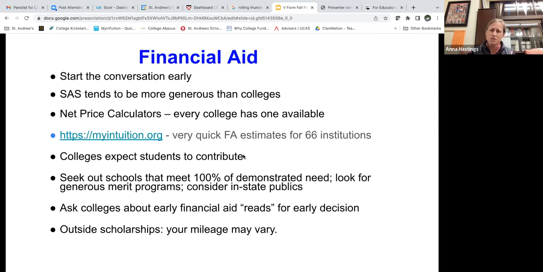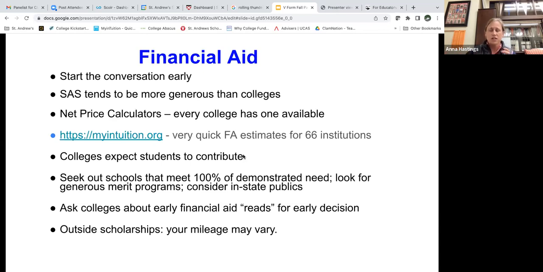The colleges will also expect students to contribute. They'll usually be asking for about a quarter of whatever assets the student has in their name. So that's good to be aware of. They'll also ask them to contribute via work study, potentially. And of course, the dreaded college loans are often in the student's name. Parents can take them out too, but are often in the student's name.